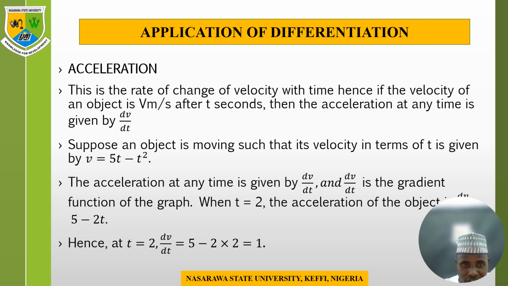So when you differentiate this function, we have 5 minus 2t. Hence, at t equals 2, you substitute the value of t and you get 1. So the acceleration of that particular object is 1. I believe you understand that now. So you differentiate the given velocity with respect to time to get the acceleration.